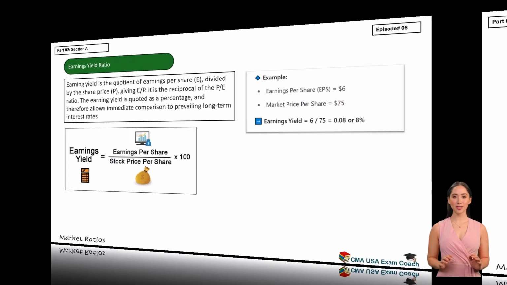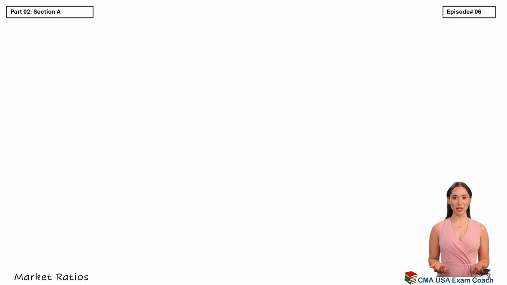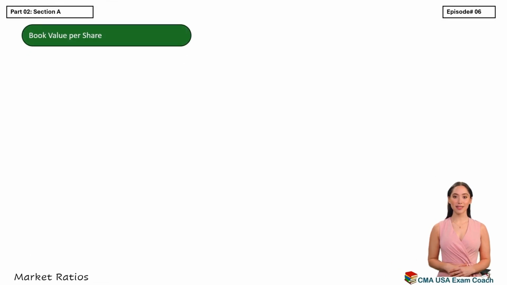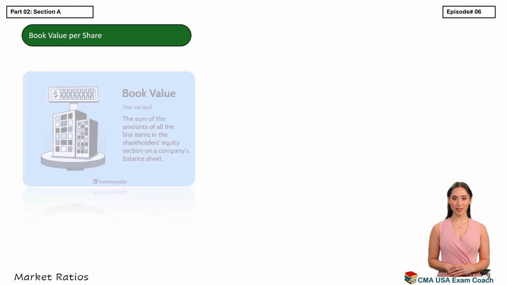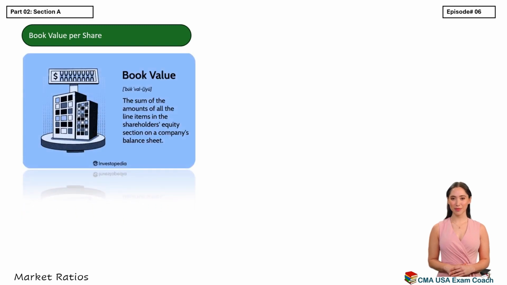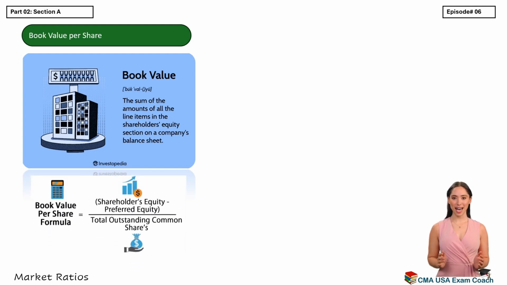Now, let's talk about the book value per share, an important ratio that shows the value of a company based on its balance sheet. Book value per share represents the equity value available to common shareholders, divided by the total number of outstanding shares. It tells us what each share would be worth if the company were liquidated today at its recorded book value. Here's the formula. Book value per share equals shareholders' equity minus preferred equity, divided by the number of common shares outstanding.